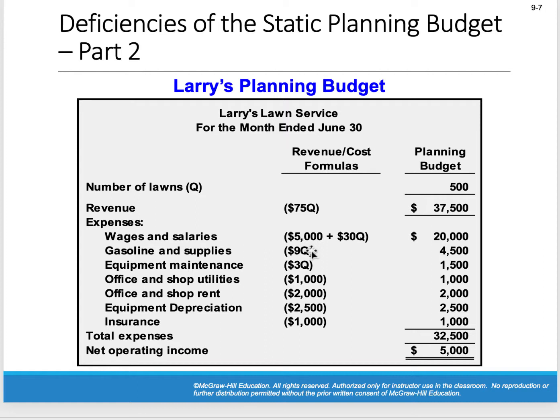Okay. So let's assume that $30 per lawn is what Larry pays his employees. Hey, you come work for me, I'm gonna pay you $30 per lawn you cut. Okay, great. The more lawns I cut, the more money I get paid. So that's why we see that 30Q. Basically, we're saying $30 times the number of lawns cut.